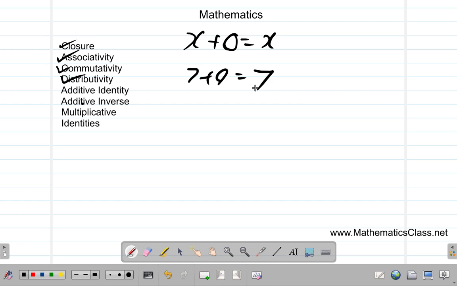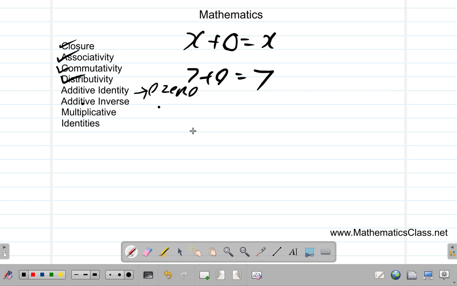So, what you have is that 0 is the additive identity. When you add a number to it, the answer you get is the same as the number. It's identical to the number. Alright? So, 0 is the additive identity. Now, the next thing is the additive inverse.